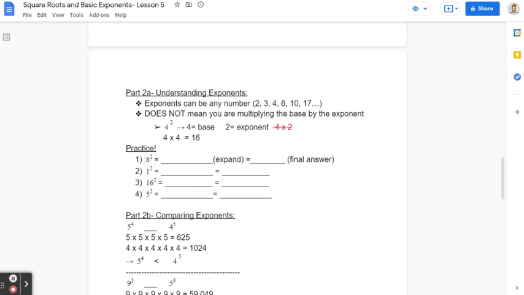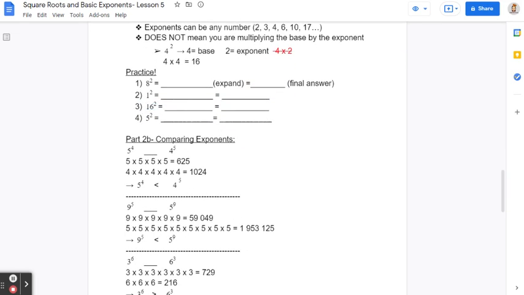So here I have some practice questions for you. The first part you're going to expand. So what I did here, for example, if it's 8 to the power of 2, you're going to do 8 times 8, and then you're going to put your final answer here.